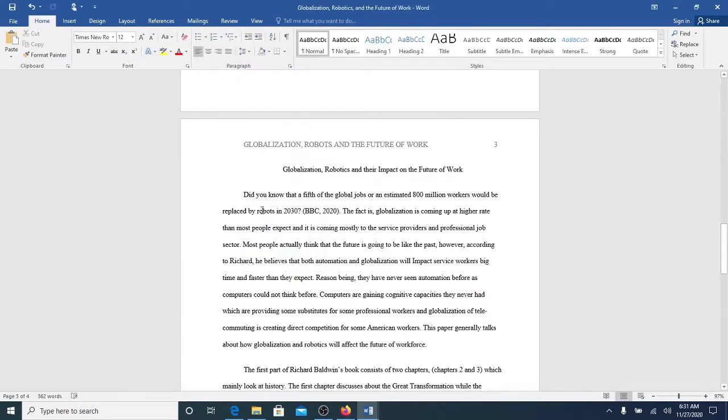In this situation, I started by writing, did you know that a fifth of the global jobs, or an estimated 800 million workers, will be replaced by robots by 2030? Then I cited BBC 2020 because I actually gave statistical information. You see, like 800 million workers, a fifth of the global jobs. This statistical data always needs to be cited.